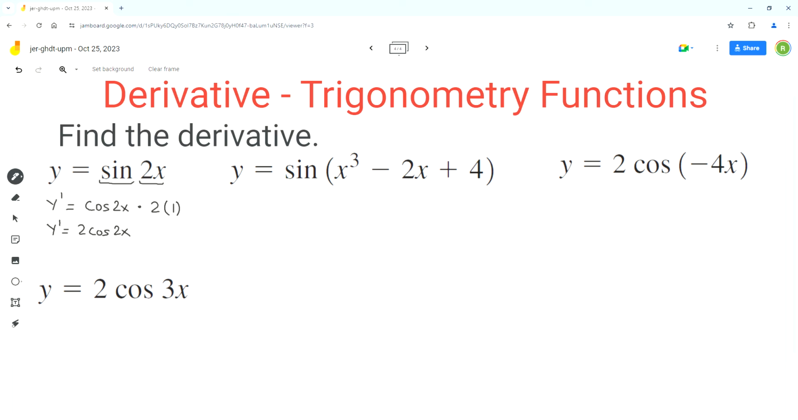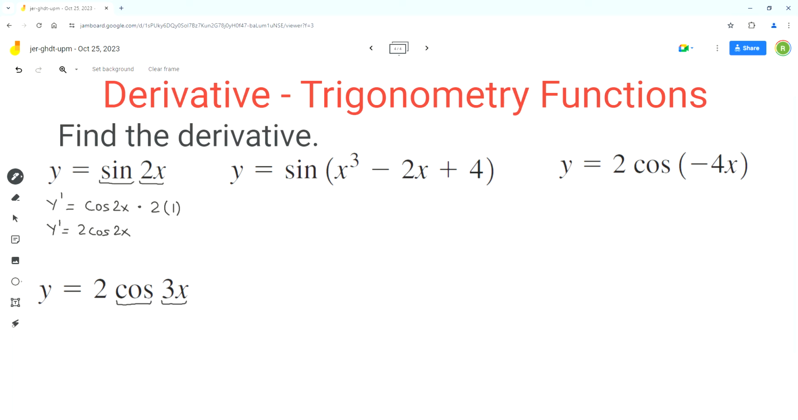Now we can analyze the second function. The second function is y equals 2 cos 3x. For this function, we'll have to use the chain rule, because this trig term has an outer function cos, and the inner function is this polynomial function 3x. Now 2 is the coefficient of the term, so it will stay as it is.